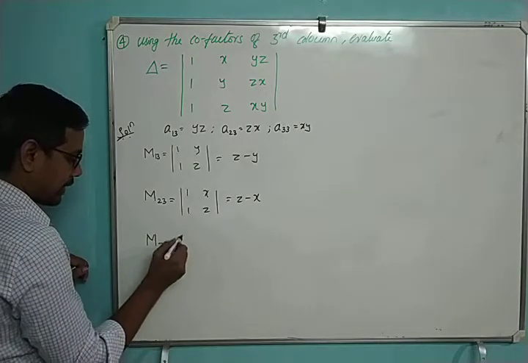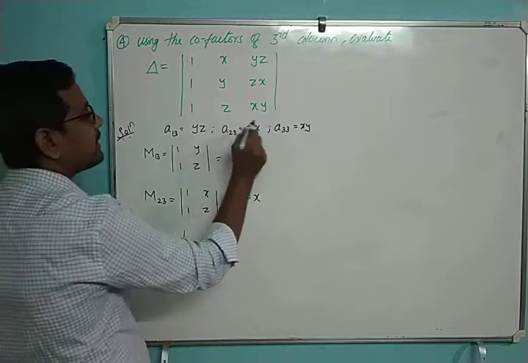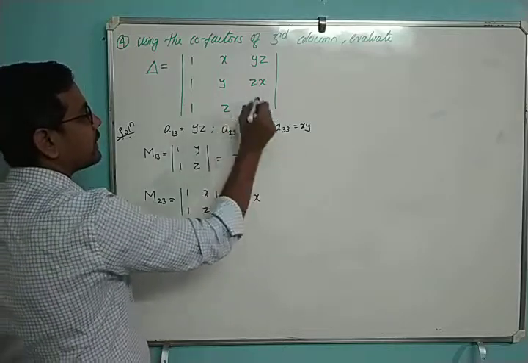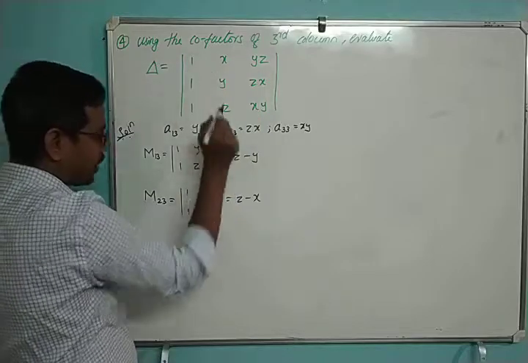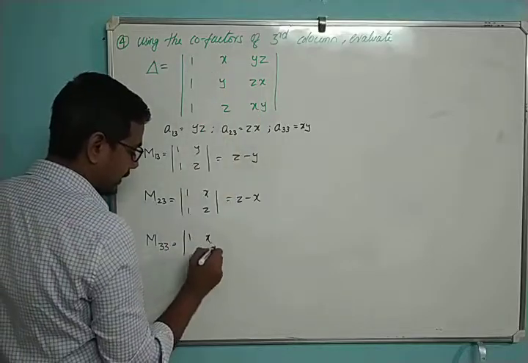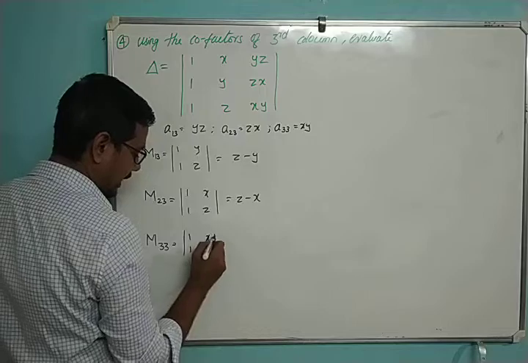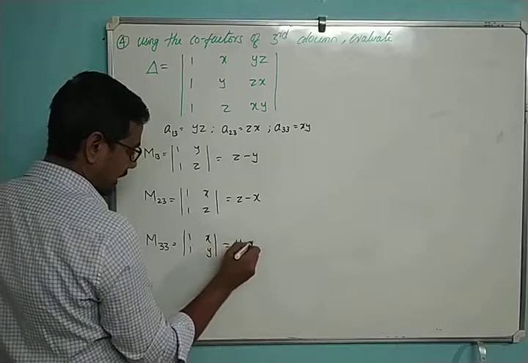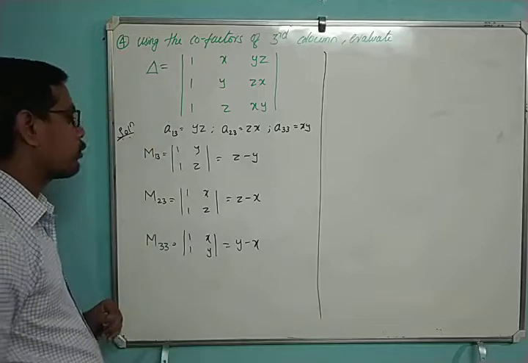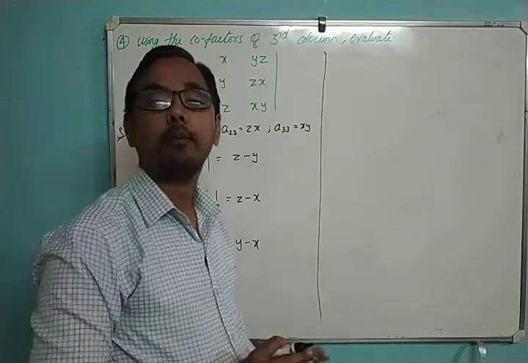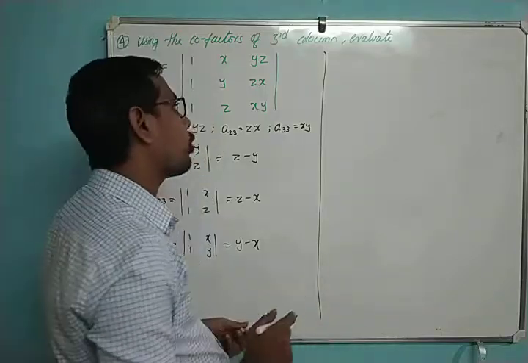Then M33, which is the minor of A33, which is nothing but xy, which is there in third row and third column. So leave third row and third column. What is left? 1x, 1y. So this is y minus x. Okay friends, so we have found out the minors. So let's find out its cofactors.